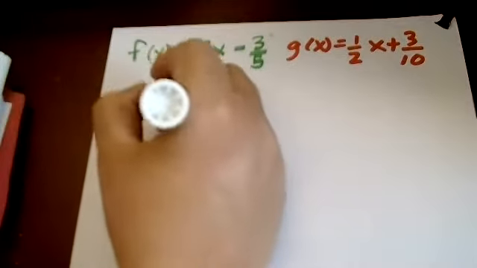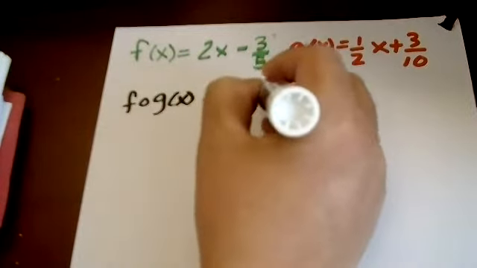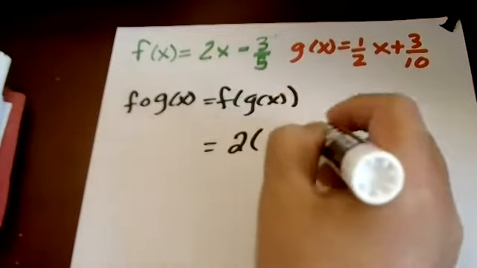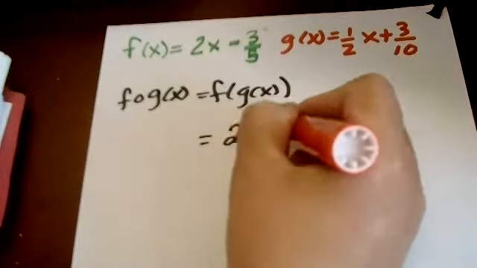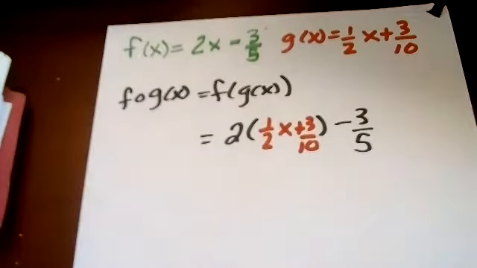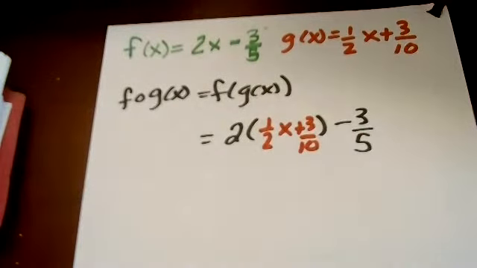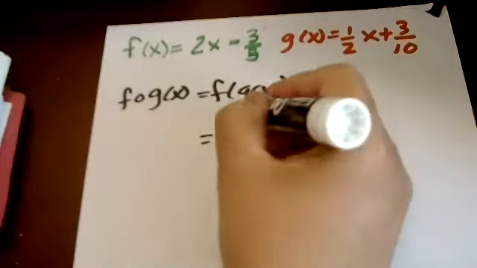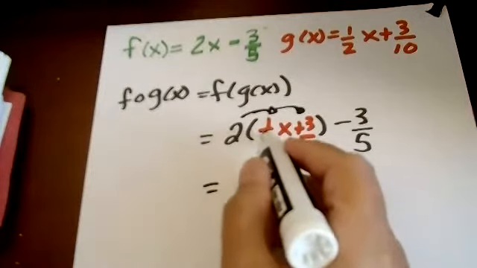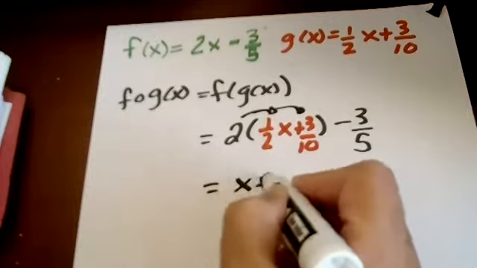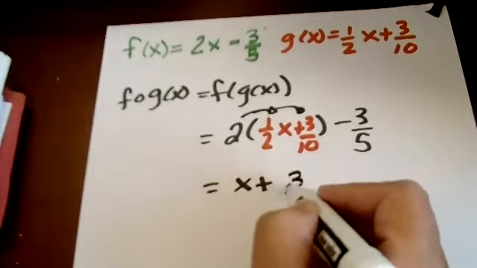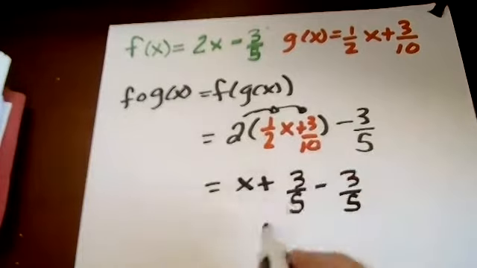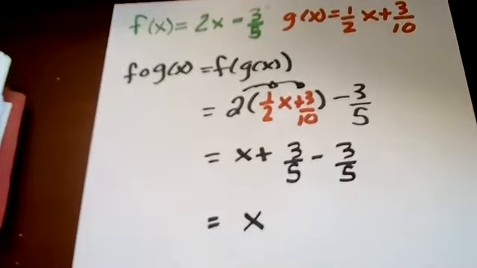All right, let's look at this last special one. And let's try f composed with g, which is the same as f of g of x. So I'm going to take the f function. So that's 2x minus 3/5. And I'm going to put in it the g function, 1/2 x plus 3/10. So what I need to do is distribute the 2. If I distribute the 2, I get 2 halves, or 1x, plus 2 times 3, which is 6/10. 6/10 reduces to 3/5. And then there's that minus 3/5. Those two cancel out, so I get x.